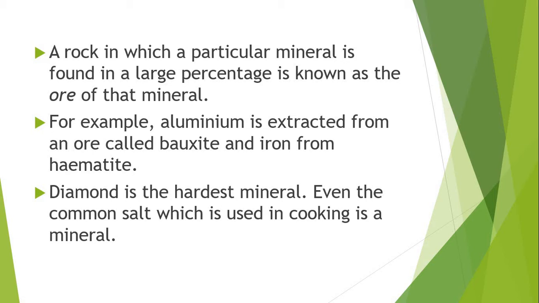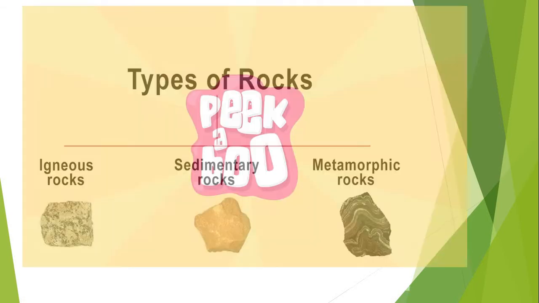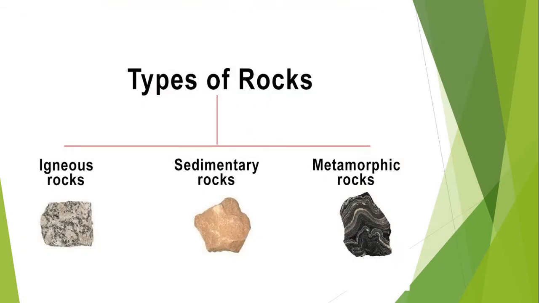For example, if we say iron ore, that means in that rock, iron is present in a large percentage. Diamond is the hardest mineral. Even the common salt which we used in cooking is a mineral. Types of rocks. There are three types of rocks: igneous rock, sedimentary rock and metamorphic rock.